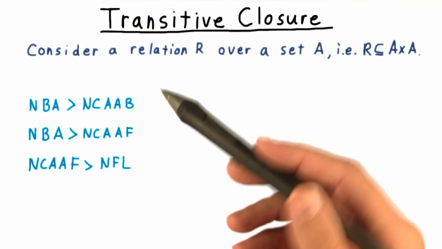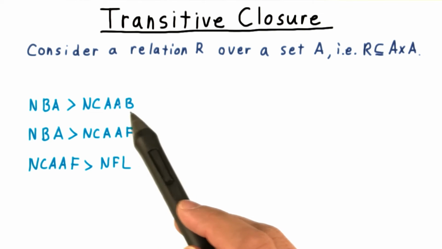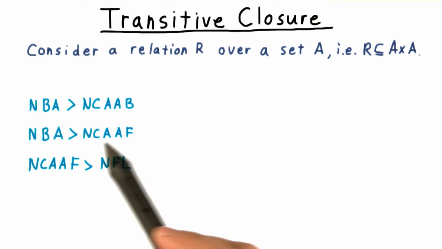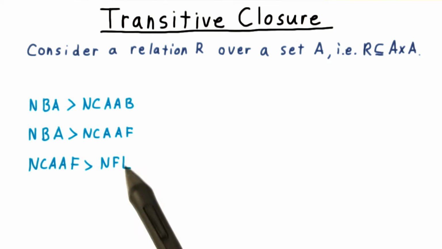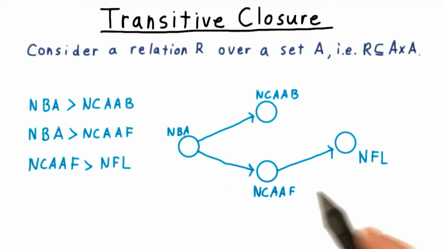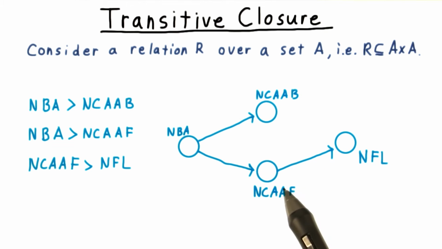preferences. Maybe this individual prefers NBA to college basketball and NBA to college football, and we also know that he prefers college football to pro football. Since a relation is just a collection of ordered pairs, it makes sense to represent them as a directed graph.